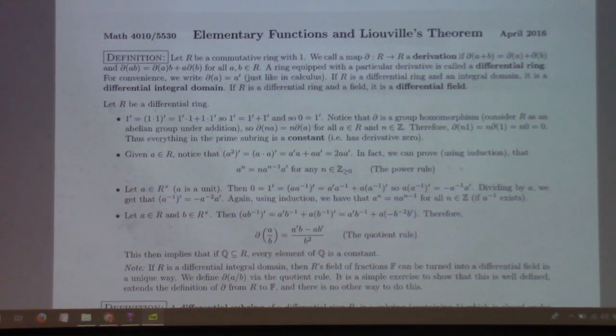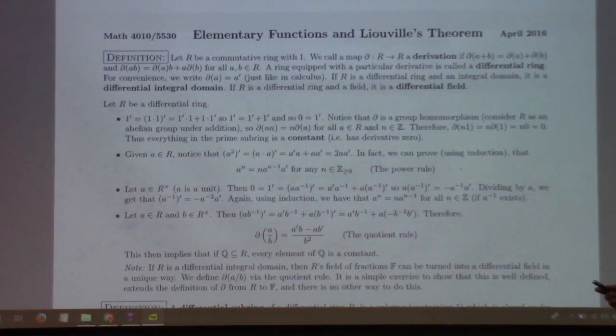So in order to get to that point, which will be Friday, we first have to build some basic differential field theory. This is sort of the analog of chapter 13 in some sense. So first of all, a definition: if we have a ring, a commutative ring with unity, a map partial from R to R is a derivation if it's linear and Leibniz. In other words, if it's additive and it obeys the product rule.